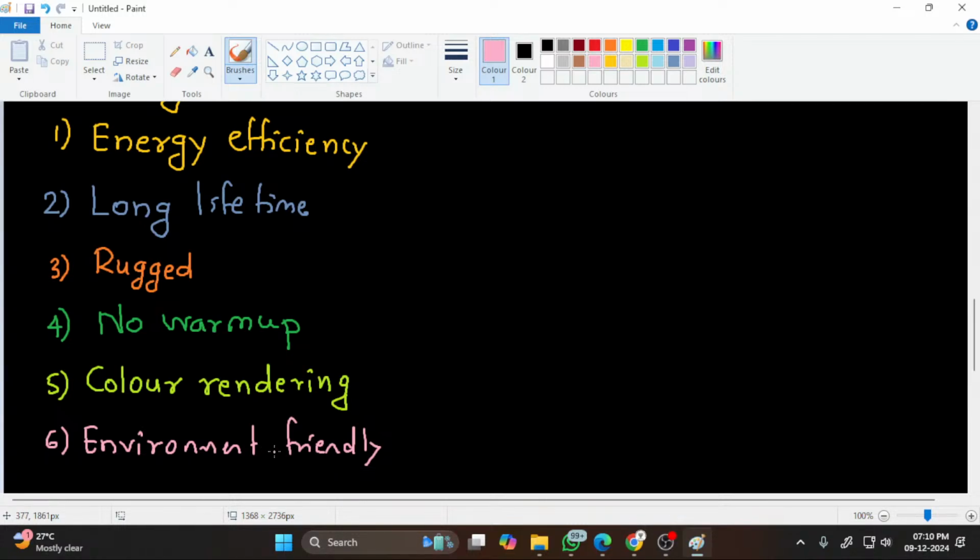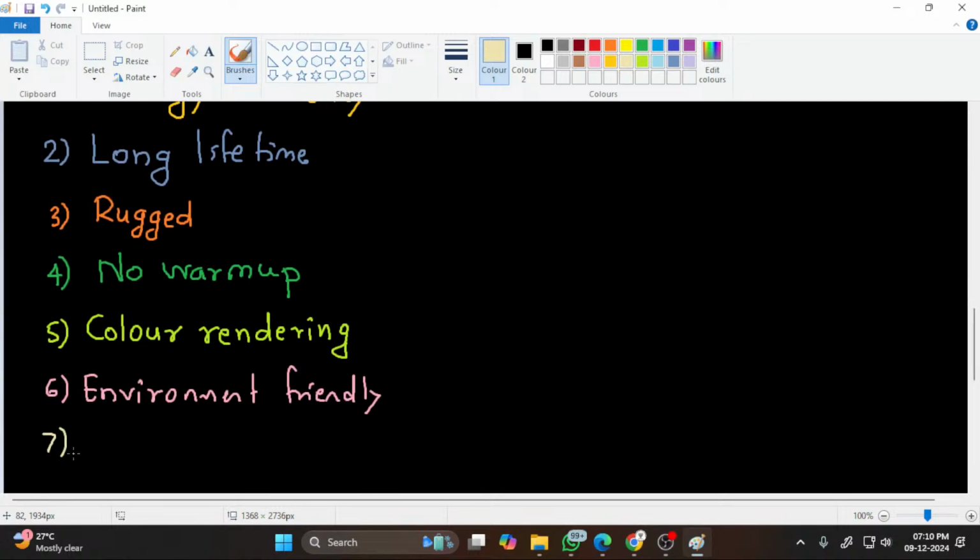Then they are controllable. The brightness and color of the light can be easily controlled using electronic devices. So these are the advantages of LED. Disadvantages are hazardous blue light quality, temperature dependence, voltage sensitivity, and high initial cost.